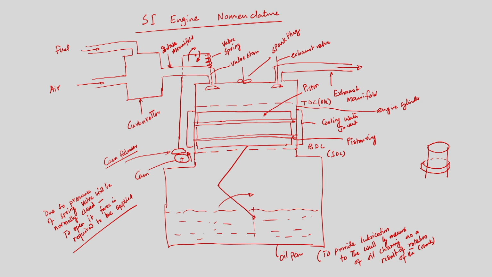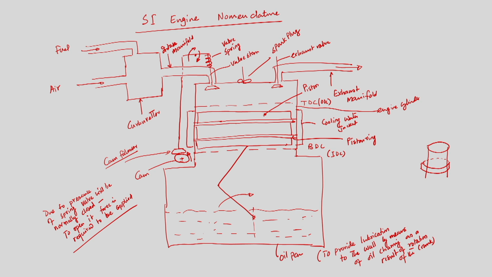Since it is a spring-loaded valve, the normal tendency will be to remain seated, not always closed, but if you need to open it, we have to apply force. So this is the nomenclature of a SI engine, and now we will discuss the strokes. What are the 4-stroke and 2-stroke engines?